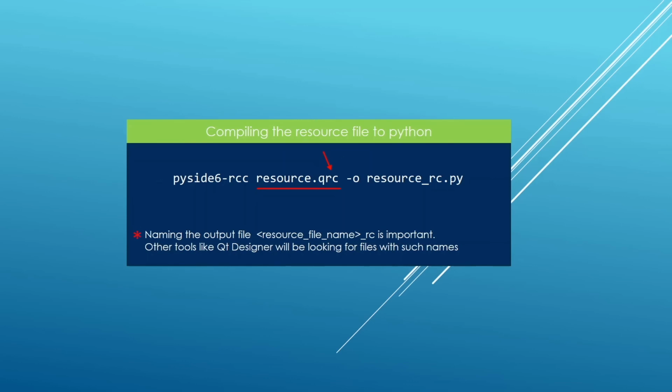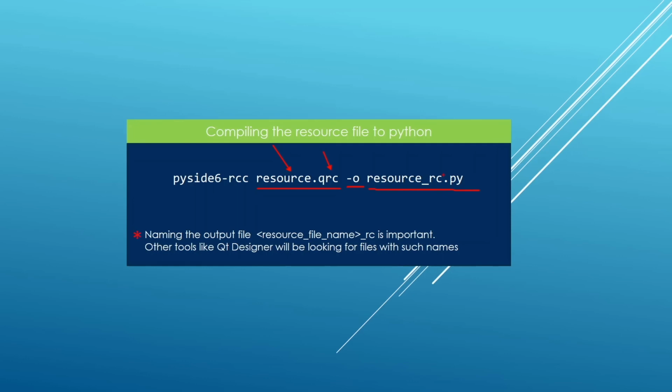And you will run this command, PySide6-rcc. You will give it the resource file. You will say that your output file name is resource_rc.py. And it is important to follow this naming convention because other tools like Qt Designer are going to be looking for it. So make sure if your file is resource, to name the output Python file resource_rc. You basically have to add an _rc on this thing here, and this is going to work.